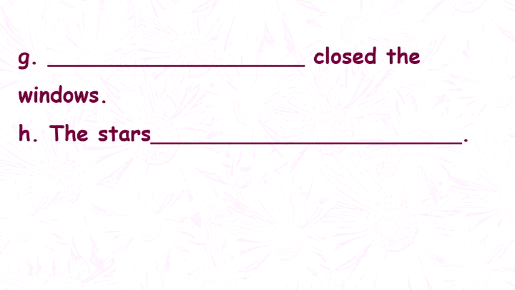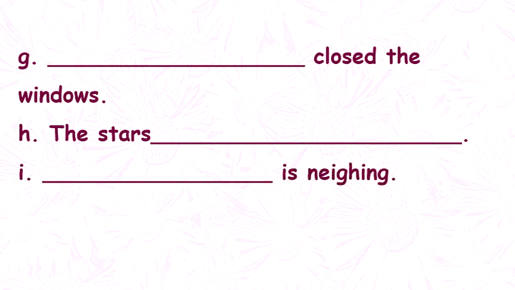Next, the stars are shining brightly. The stars twinkle at night. Alright? Dash is neighing. Now children, tell me who is neighing? Who neighs? Yes, the horse. Now the verb is singular. So subject has to be a singular subject. Alright?